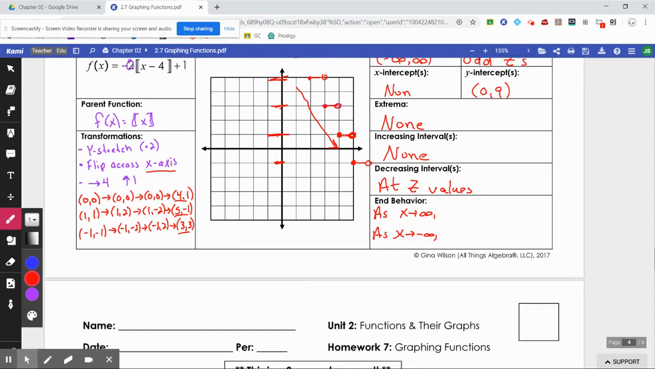So as we travel to the right, notice again that my graph goes down. So y would approach -infinity. As we travel to the left, my graph goes up. So y would approach +infinity.